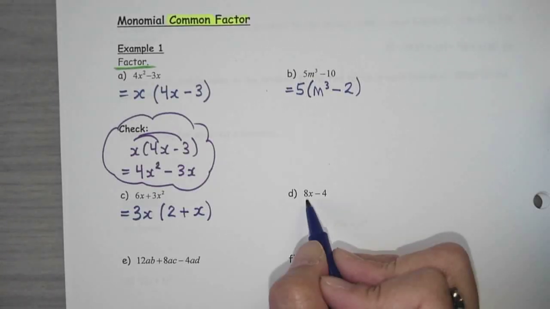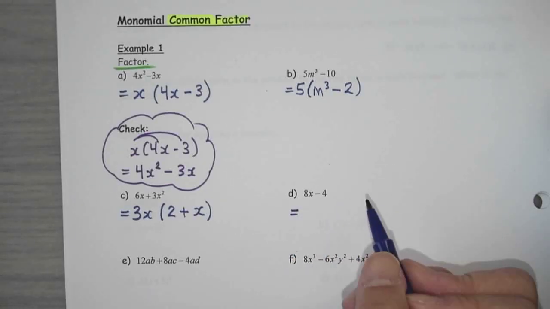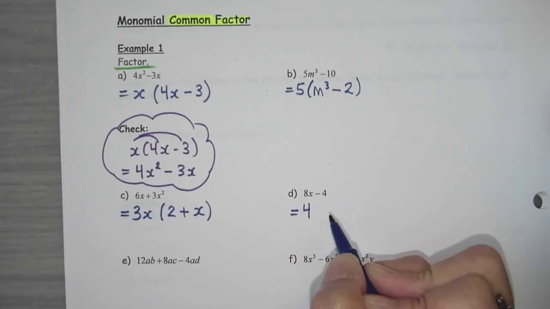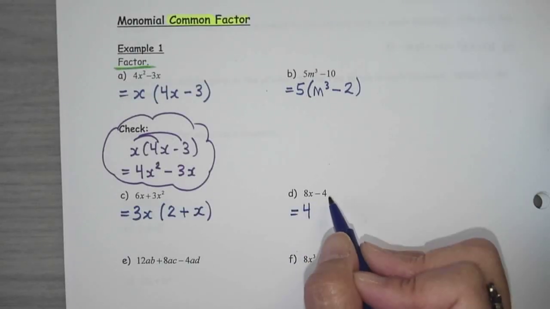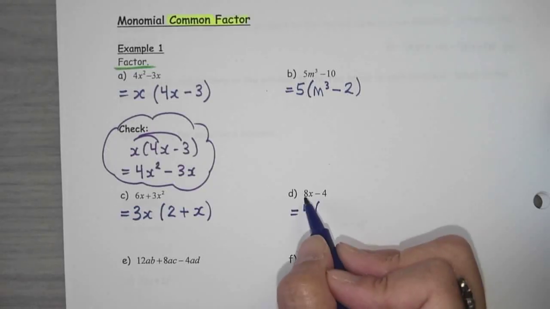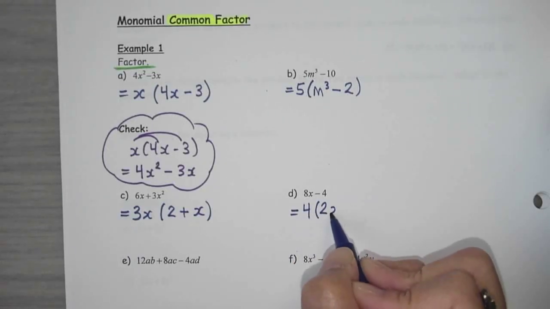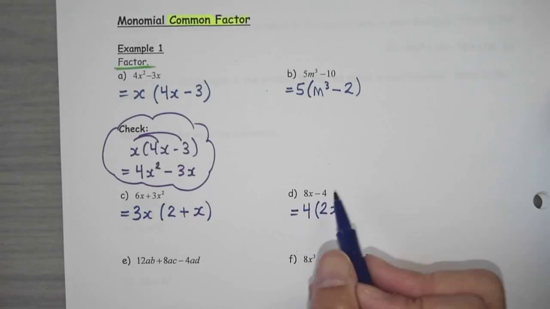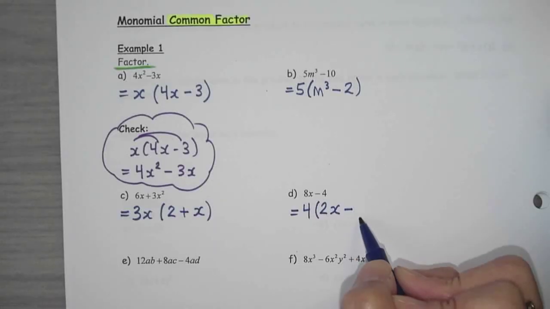Trying it again. We've got 8x and 4. What's the common number? Common factor would be 4. Any x's I can take out? Nope. This one has only one x. That one has none, so I can't take out a common x. So then here you go, okay, I've got 2. 8 divided by 4 is 2. I have an x left over. Now here, if I do 4 divided by 4, I'm going to get minus 1.